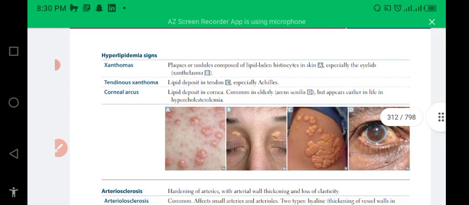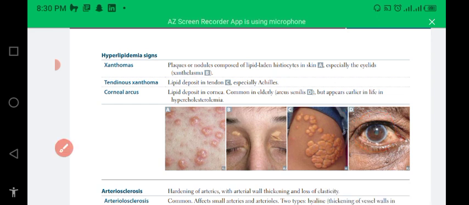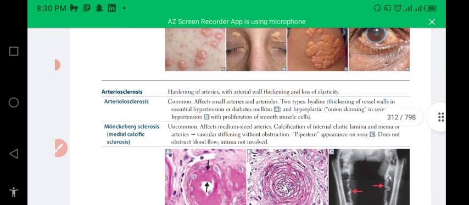Now, another topic is hyperlipidemia signs. Hyperlipidemia signs are xanthomas, tendinous xanthoma, and corneal arcus. As you can see in this cornea, there is arcus senilis, lipid deposition around the cornea, appearing with the aging process and hypercholesterolemia in arcus senilis patients. So in this way, these lipid depositions occur in the patients.